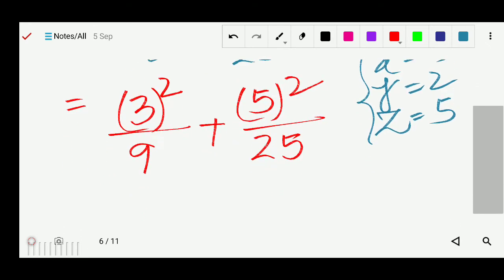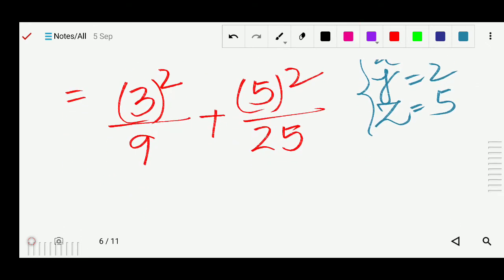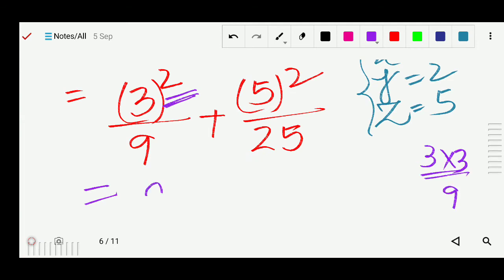Now we will solve 3 square. Here, you can see 3 square. 3 square means what? 3 into 3. 3 square means 3 into 3. So it will be 9. So we can write here 9. In place of 3 square we can write 9.